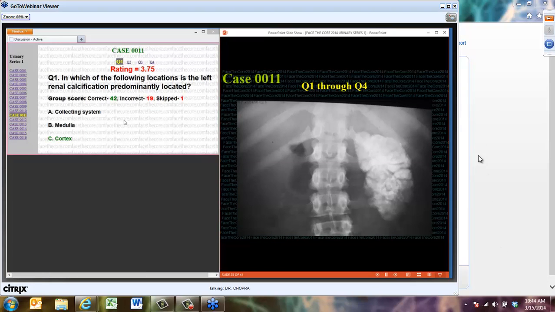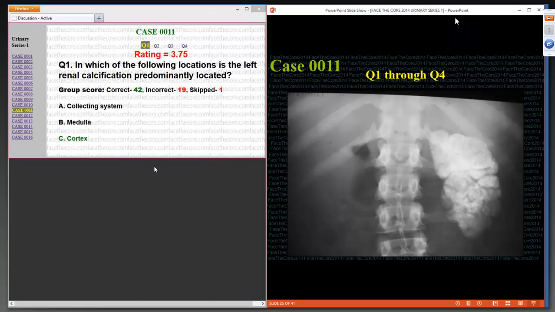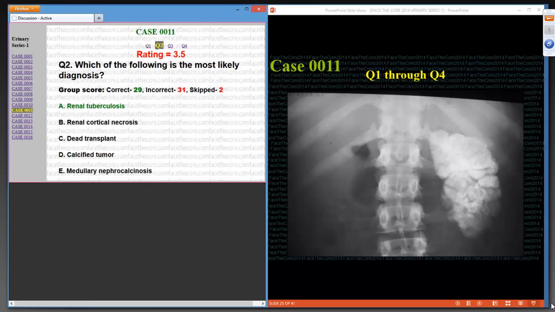Okay, in which of the following locations is the renal calcification predominantly located in this patient? It is in the cortex. It is not in the collecting system, and it is not located in the medulla. That would be on the inside and radially located. These are lobules, the cortical lobules that are calcified. And actually, if you see, there are some central lucent areas which are really the medulla that is not calcified.